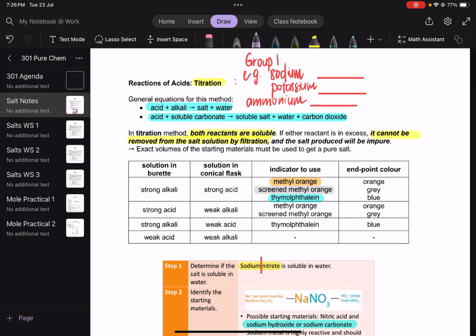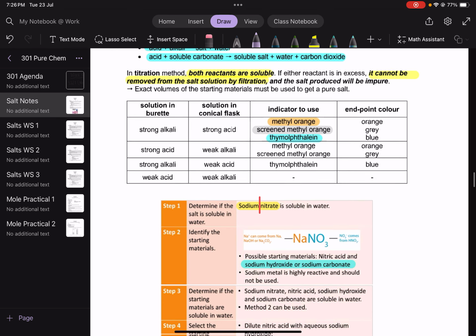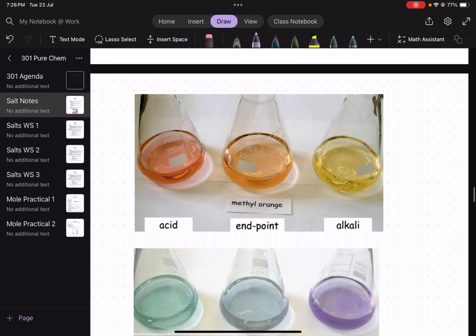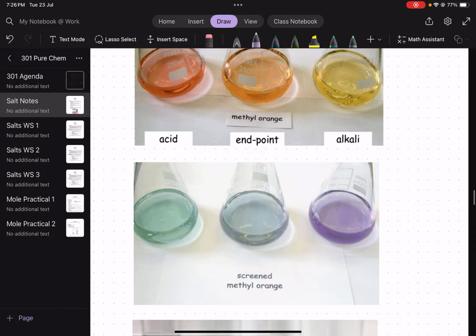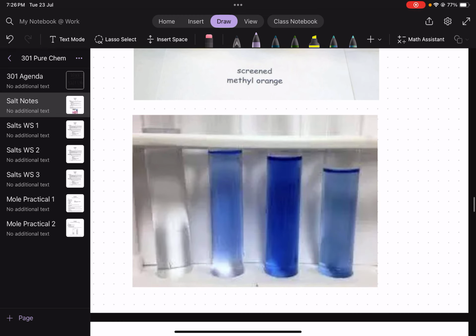As such, it is important to remember the colors of the endpoint of titration for the common indicators that we use in the lab, such as methyl orange, screened methyl orange, and thymolphthalein. The endpoint colors of these three indicators are orange, grey, and blue respectively. Here are some photographs to illustrate what the endpoint colors will look like for these indicators. So as we can see in the first photograph, the endpoint of methyl orange is orange, and the endpoint for screened methyl orange is grey in the second photograph, while for thymolphthalein the endpoint color is blue in the last photograph.